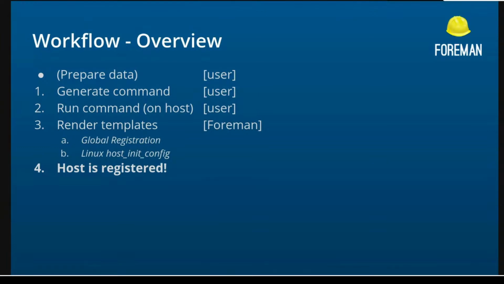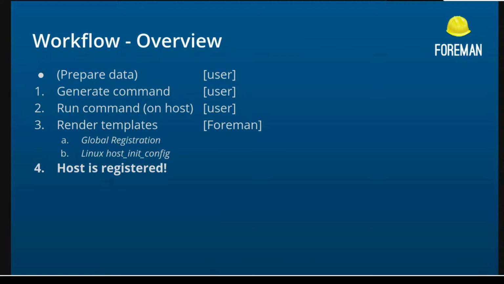The workflow is really simple. I don't have any nice picture right here now, but it's not needed. So what does the user need to do and what is Foreman's responsibility? First, users need to prepare some data, or you want to prepare some host groups for subscription manager, or you want to use, I don't know, activation keys, operating system, stuff like that. Then you need to generate a command, SSH to the host, and run the command. That's all users have to do.